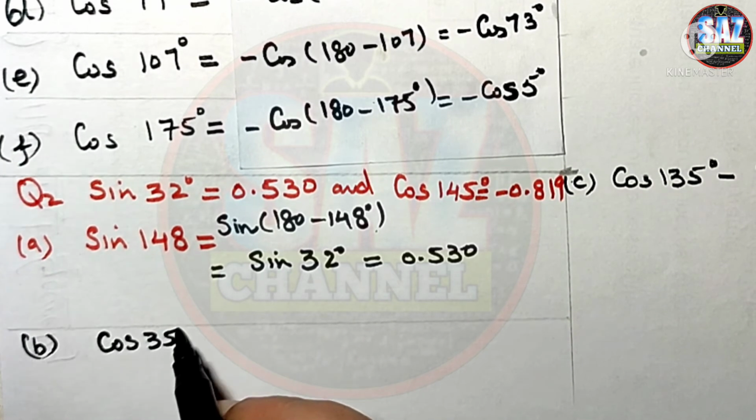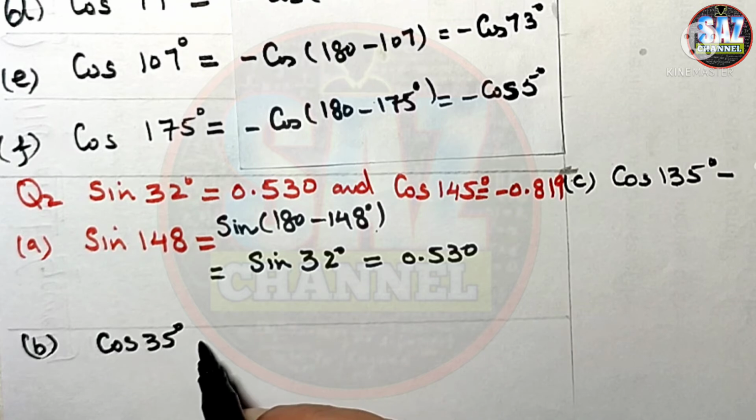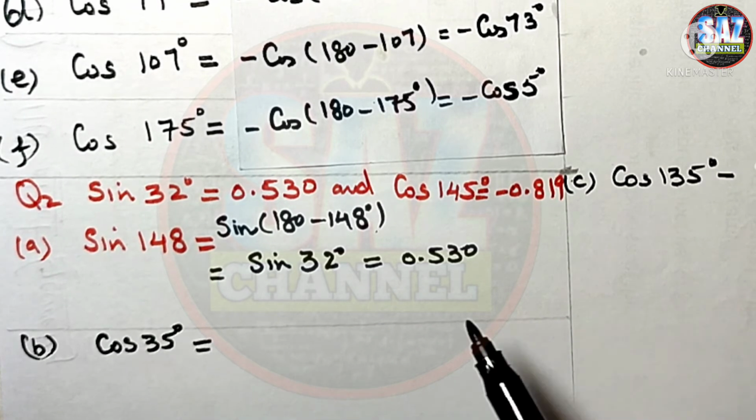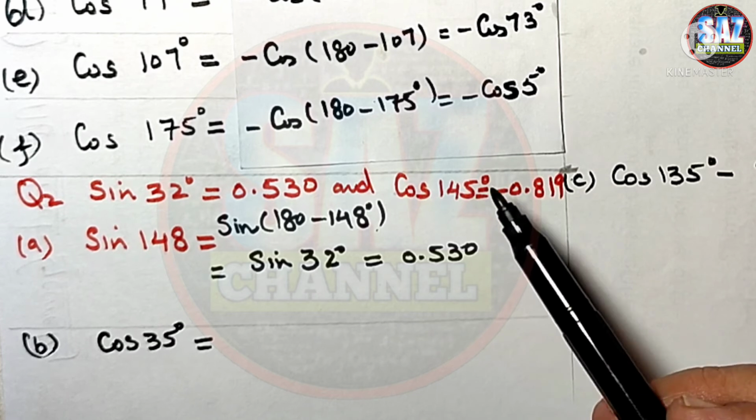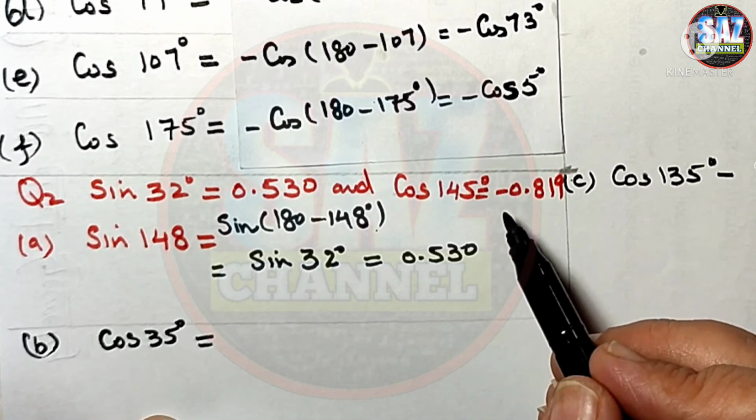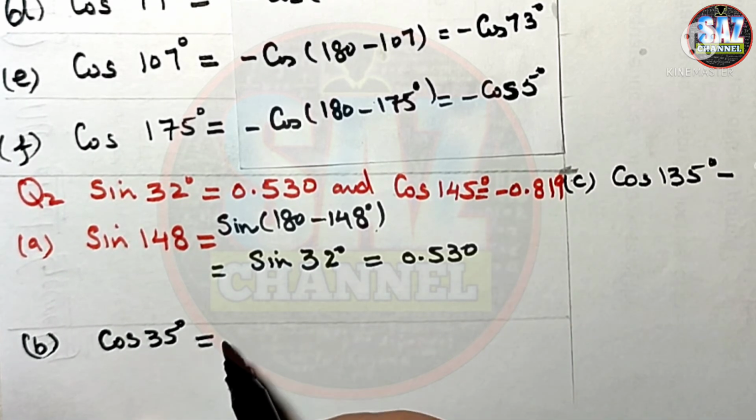Cos 35 degrees. So what we have to do is, as we are given the value of cos 145 degrees, and the answer is of an obtuse angle, we have to create the obtuse angle in our working.